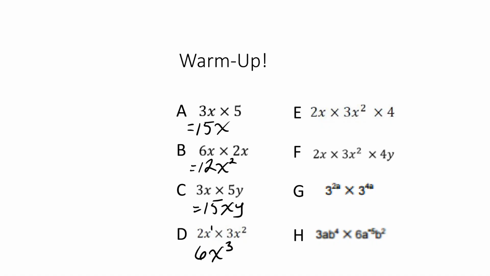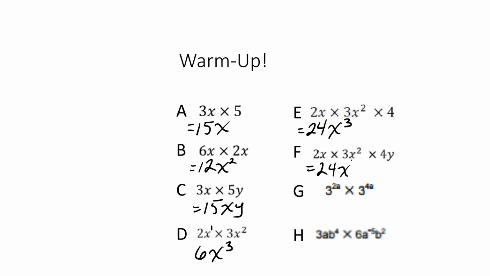2x times 3x squared times 4. Let's multiply all the coefficients together. 2 times 3 is 6, times 4 is 24. X times x squared is x cubed. 2x times 3x squared will give us 6x cubed, and then we're multiplying times 4y, so we're going to get 24x cubed y.